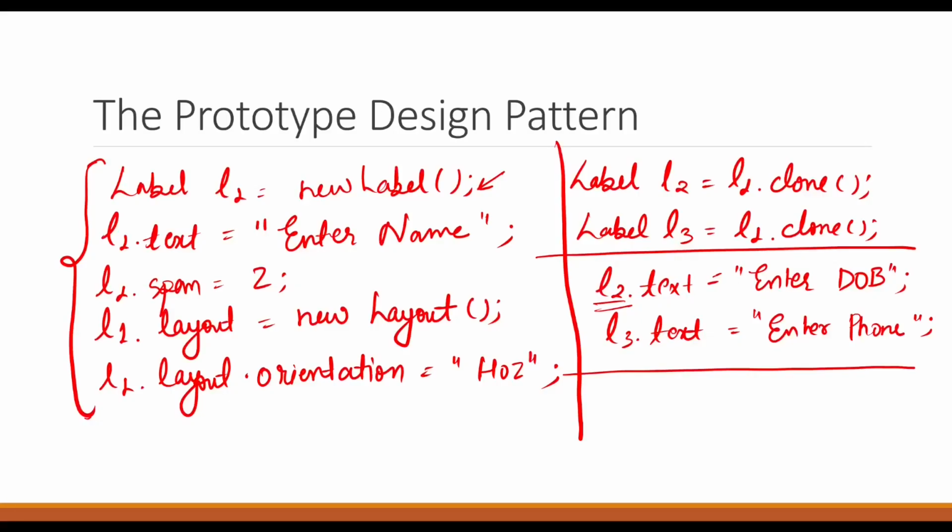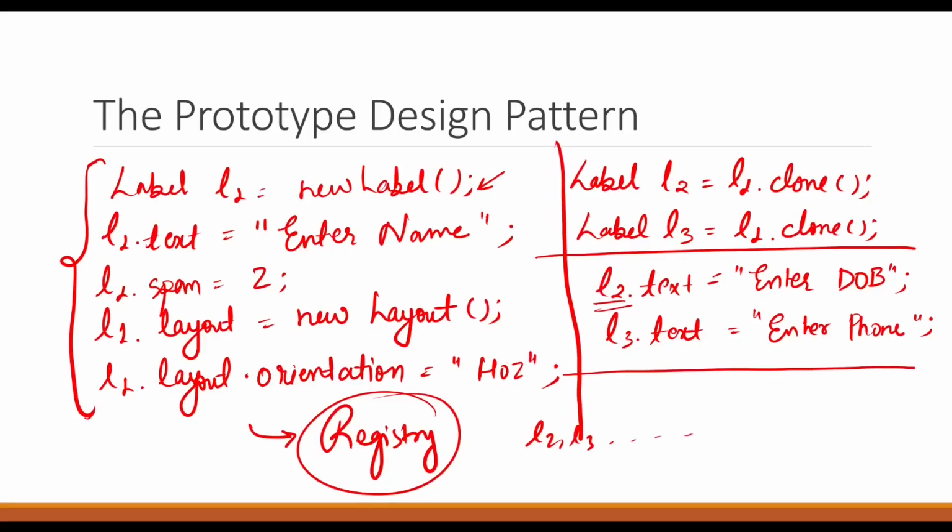And this is where something called a registry came into the picture, where you create templates like the L1 label and then you store it into the registry. Whenever you want to create L2, L3, up to Ln, any object during the runtime, you would get a template from the registry, create a copy of it, and then change the values or do whatever you want with it. So this is what the prototype design pattern is.